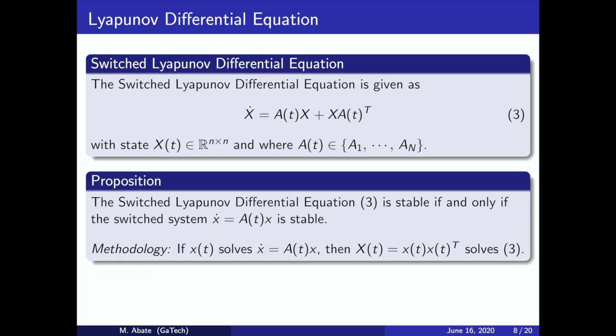In particular, we note that if x is a solution to x dot is equal to ax, then capital X, which is given as x x transpose, solves the Lyapunov differential equation 3. Thus, stability of the system 3 is linked with stability of the system x dot is equal to ax. And in the following, we construct a hierarchy of linear switched systems from the Lyapunov differential equation 3, and it is shown that each of the systems in this hierarchy has the same stability properties.